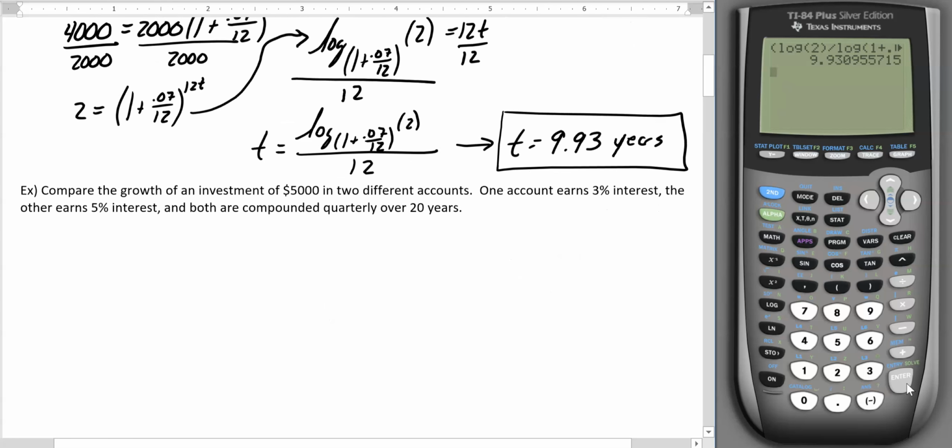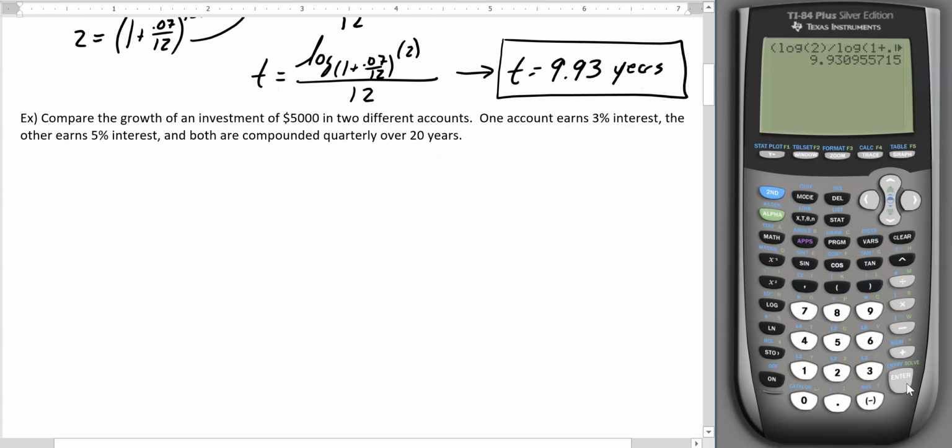All right, let's look at this example here. Compare the growth of an investment of $5,000 in 2 different accounts. One account earns 3%, the other earns 5%, both compounded quarterly over 20 years. So in this case, they just want us to find the final amount. One earns 3% interest, one earns 5% interest. The principal in both of them is 5,000.